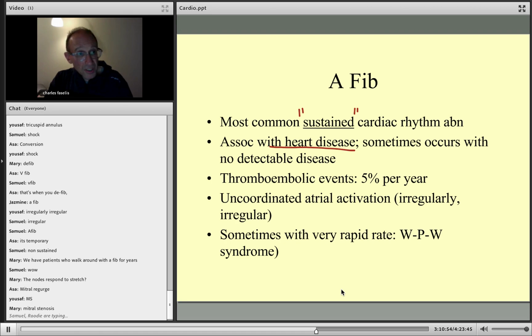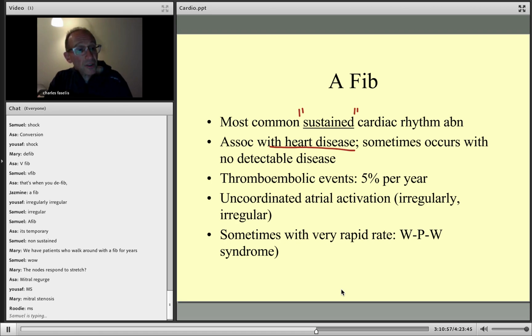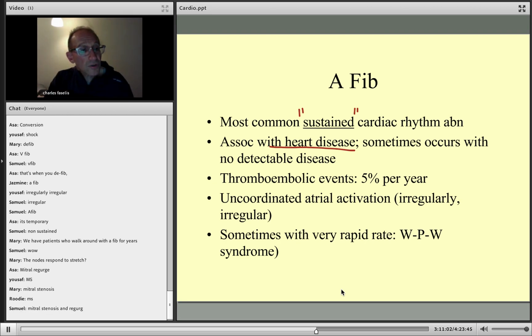Good. Mitral disease, stenosis and regurg. Very good. Because then there's pressure on your atria. Dilated cardiomyopathy, hypertension, really any cause of heart failure, but especially valvular disease. Okay? Anything that stretches the atria. See, stretching of the atria activates these pacemakers. That's the concept.